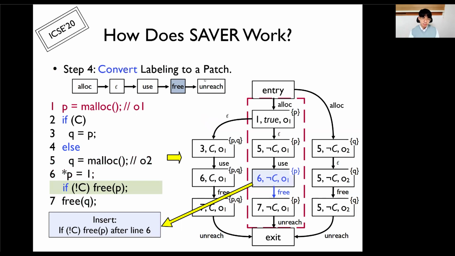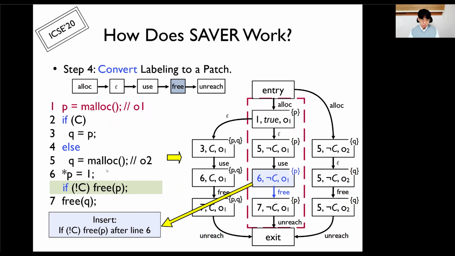So once Saber finds the correct relabelings, the next step is to convert the labeling into the patch at the source code level. Saber can directly infer from the edges that the patch should be inserted at the pre-statement between lines 6 and 7, where the pass condition is the negation of C, which is the first branch condition.